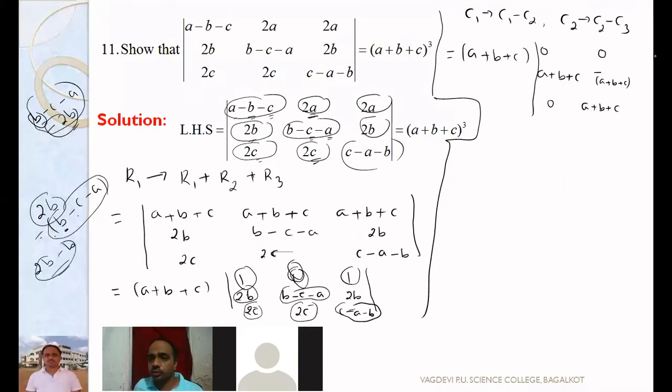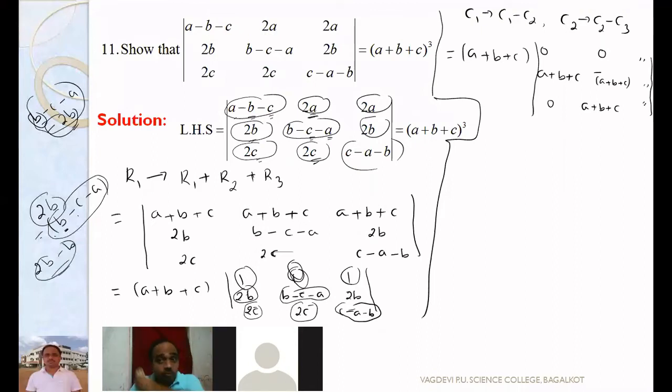So C1 changes to C1 minus C2. C2 changes to C2 minus C3. Third column as it is. I'll not write it, there is no place. I'll write as it is. That means correct. So C1 changes to C1 minus C2, C2 changes to C2 minus C3.